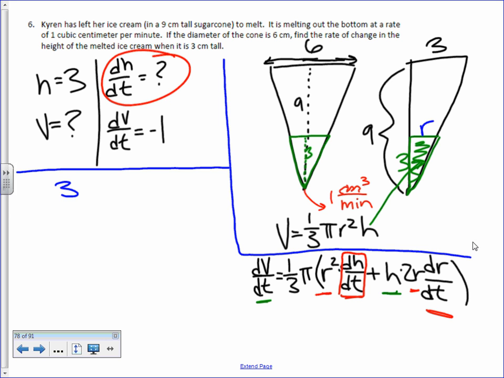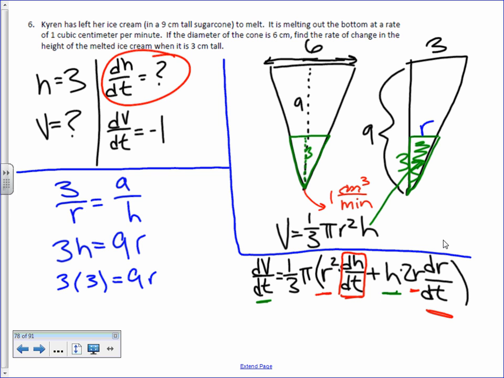3 over r equals 9 over h, where h is the height of the ice cream cone. Now, I'm going to multiply this and I get 3h equals 9r. And for my little segment of ice cream right here, my h is 3. So I'm going to plug in 3. 3 times 3 equals 9 times r. So r equals 1.